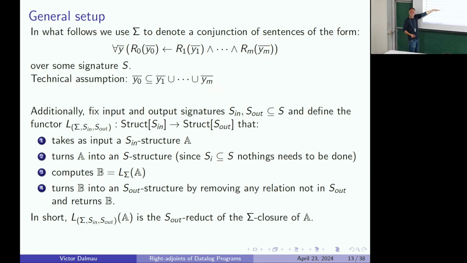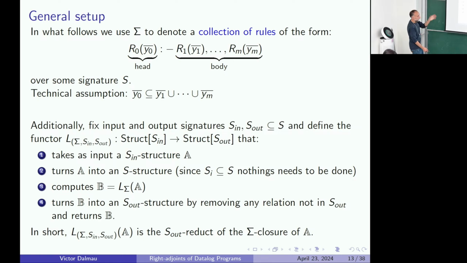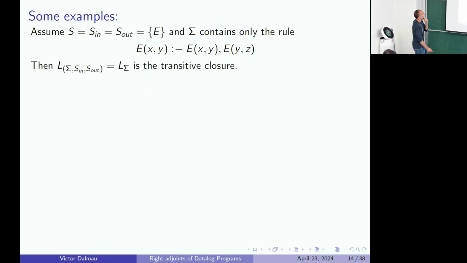Now you make the closure, and after doing the closure, you forget everything that is not in the output signature. And by doing this, you get more expressivity. That's basically you're doing the closure, but you're allowed to work a little bit with the input and the output signature. I'll get to an example in a second. And doing this, these define functors. For instance, you can compute the transitive closure, we saw that before.